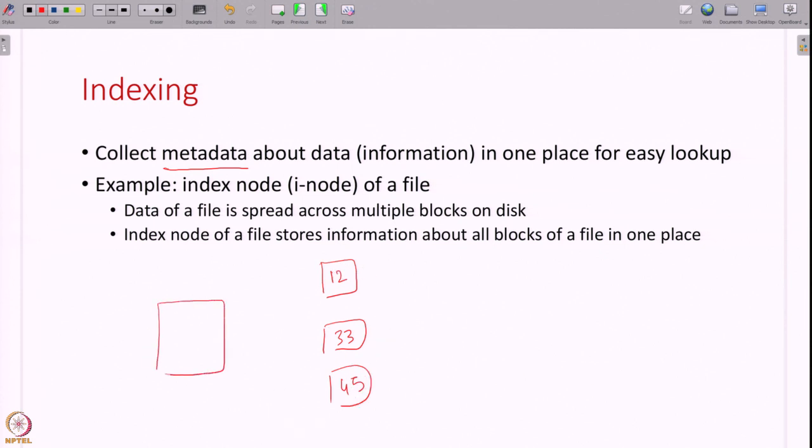We have seen that the disk space is allocated in the granularity of blocks, say suppose block number 12, 33, 45, and so on, different blocks where the information of your file is spread out. So, then what you do is you maintain one index node or inode of a file which has all this information, 12, 33, 45, all of this information about a file, pointers to all of these blocks, are stored in this inode such that it is easy for you to look up this file, right. Whenever in the future you want to access this file, you do not have to look all around the disk to see where the file is, you just go to the inode, you have all the information about the file in the inode. So, this concept of indexing is used in databases, it is used in many places throughout computer systems where you collect all the information about data, all the metadata about data in one place for easy access.